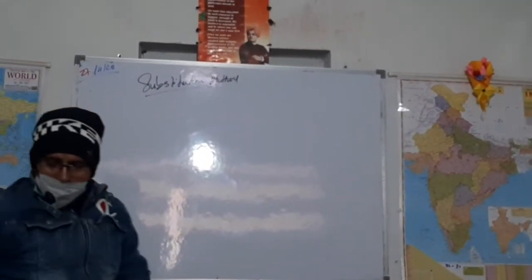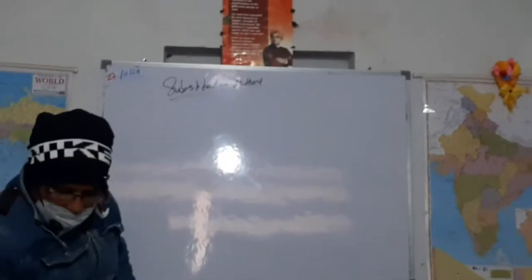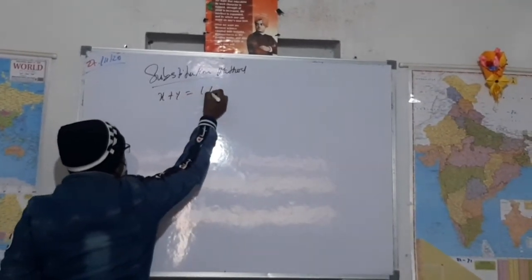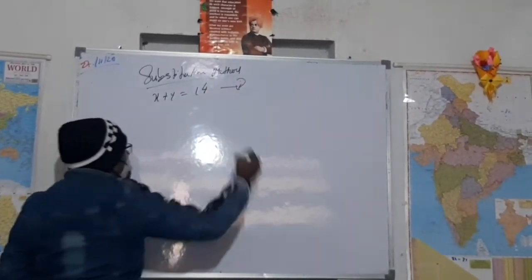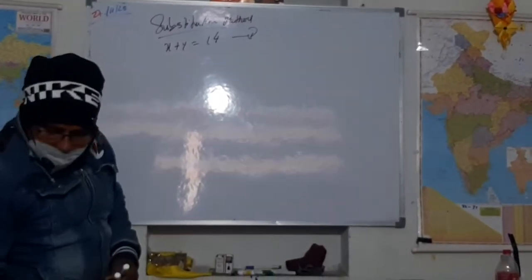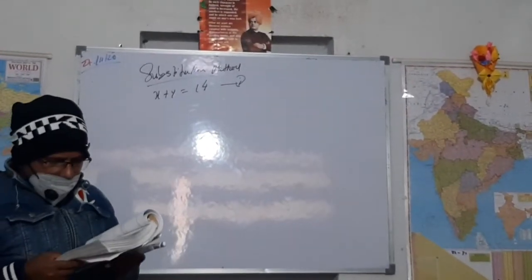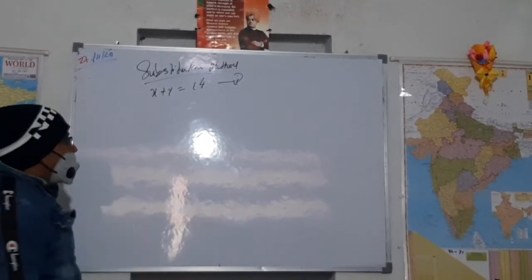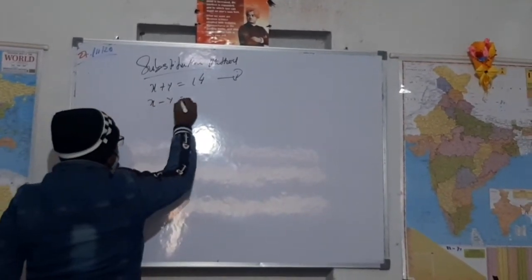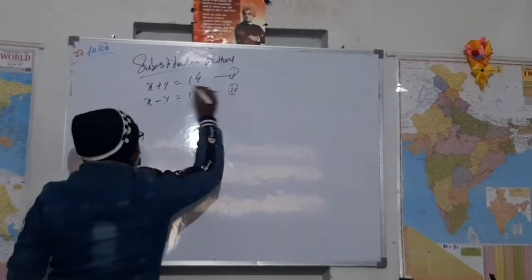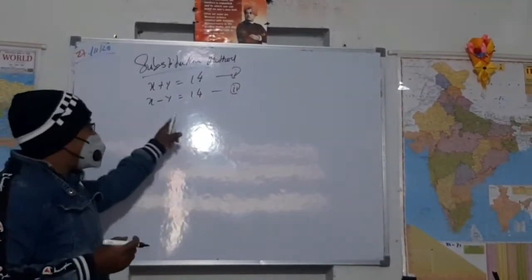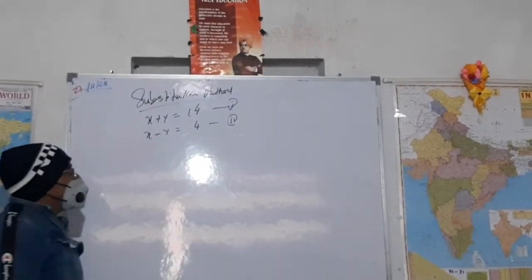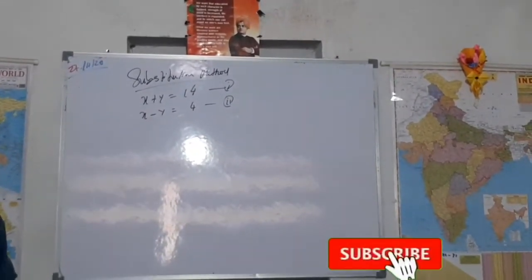This question has two equations. The first is x plus y equal to 14, this is equation 1. The second is x minus y is equal to 4. Right? Now we start the substitution method.